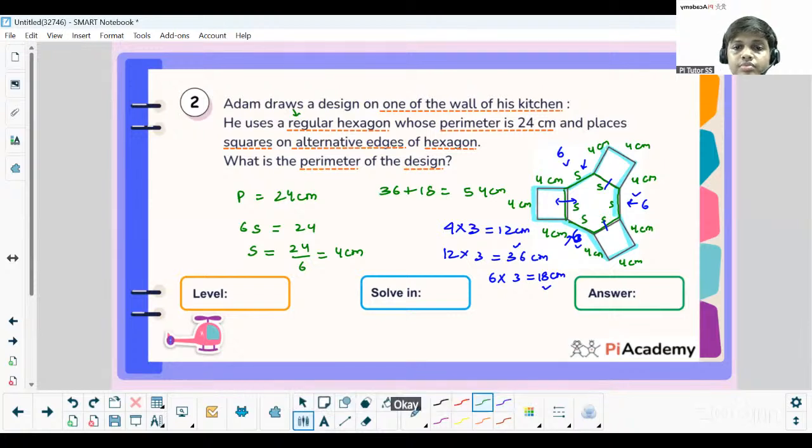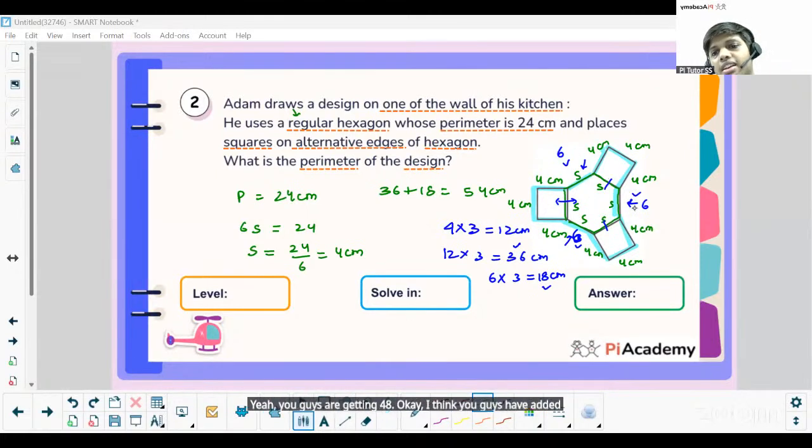I think most of you have solved it. Great. Very good, Shanvika. Very good, Harsha. You guys are getting 48. I think you have added 4 centimeters as the sides. Instead of that, we need to add 6 here. Always make sure you are not making these type of mistakes in the examination.